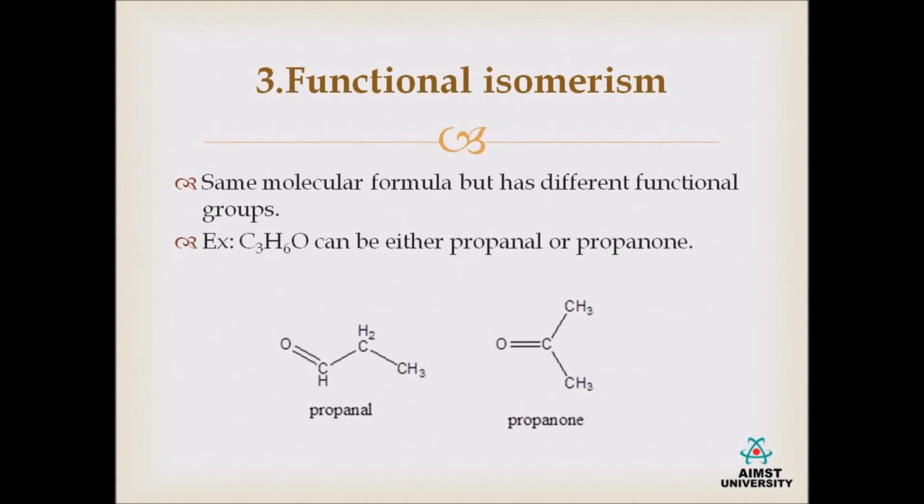Next isomerism is functional isomerism. Same molecular formula but different functional groups are functional isomers. Here the example shown is C3H6O. This can exist in two forms according to functional isomerism. The left-hand side is propanal and the right-hand side is propanone. The left-hand side is an aldehyde and the right-hand side is a ketone.